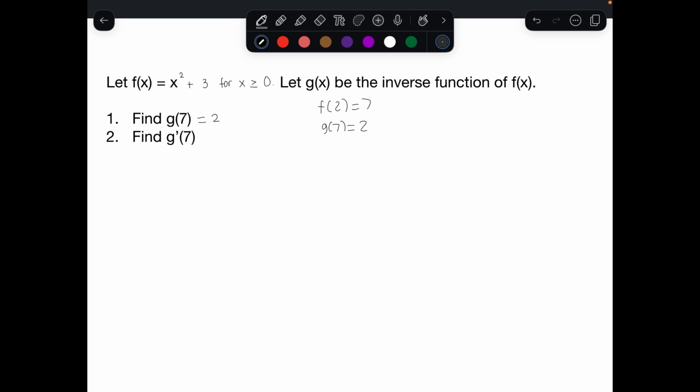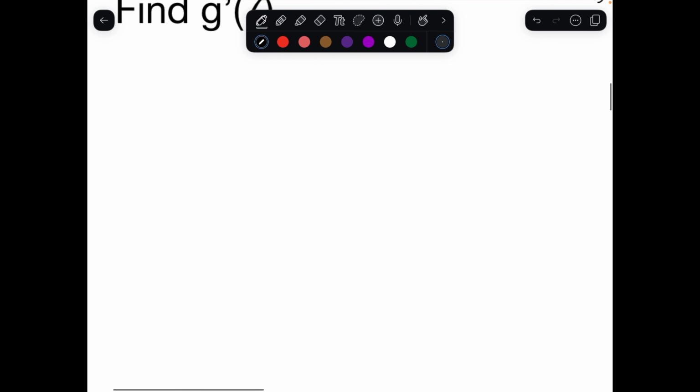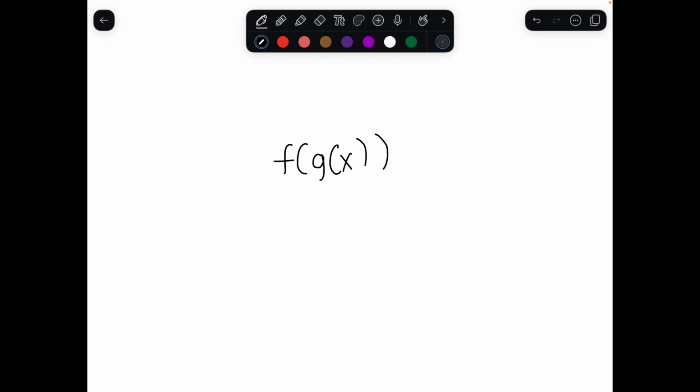All right, on to question 2, which says find g prime of 7. To figure out the answer, there's a formula that you could memorize. I'll show you how to derive that formula in case you ever forget it on a test. If you remember how to derive it, you can always find that formula. First, let's write down the statement: f of g of x equals x. Now you might ask, why is this statement true?